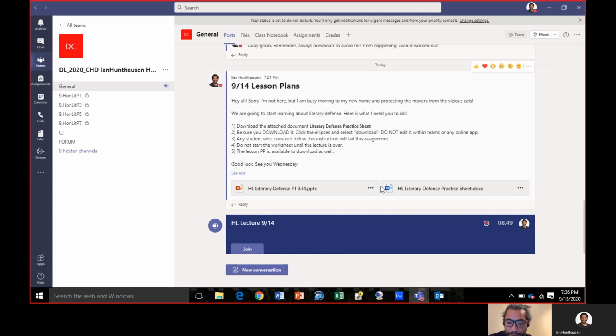What you are going to need to do, now remember, for both of these, you have to click the ellipsis and click download. Do not open it in Teams. Don't edit it in some desktop app. Download it in Teams, especially this, the HL Literary Defense Practice Sheet. That is the entire ninth grade's worksheet that you're working on today and tomorrow while I'm gone. It's really important that for yourself and for your peers, you don't screw this up, because I'm not going to be here to re-upload it if somebody messes this up by accident. So you really need to take some responsibility. Make sure you download this. This is like the nth time we've done this, so I'm confident you will. And if you do screw it up, you will fail. So don't do that.